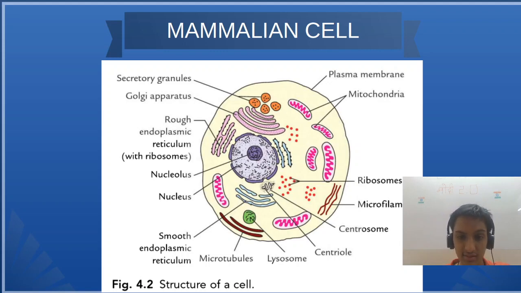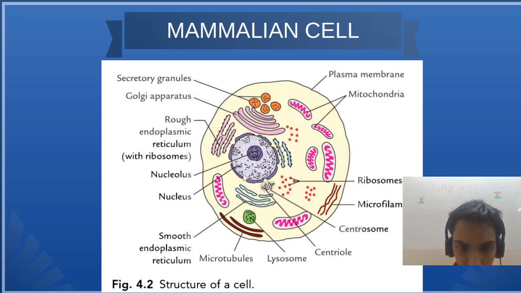So you are seeing here the structure of the cell. What are the organelles? Secretory granules or the vesicles, Golgi bodies or Golgi apparatus, RER and SER. RER as in rough endoplasmic reticulum, SER as in smooth endoplasmic reticulum. This is centrosome, centriole, ribosomes. These are the microfilaments, mitochondria, lysosome, microtubules.